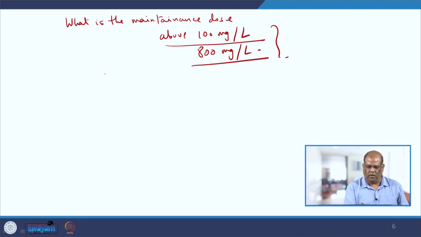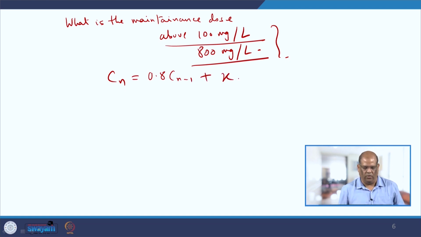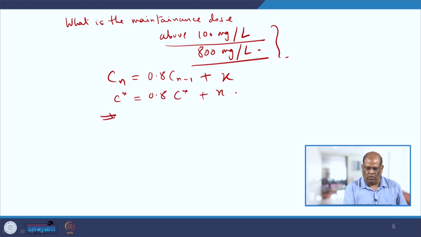So, for that you go back to the model, which is Cn equal to 0.8 Cn minus 1, and we have our x. Suppose x is the dose. So, if we want to find the equilibrium solution, we will replace this by C star equals 0.8 C star plus x. So, our x is 0.2 C star, which implies C star equals 5x.